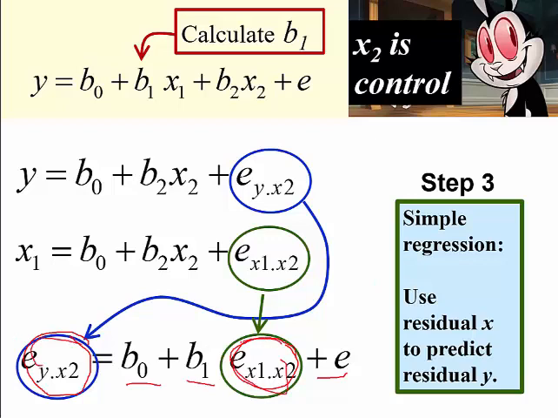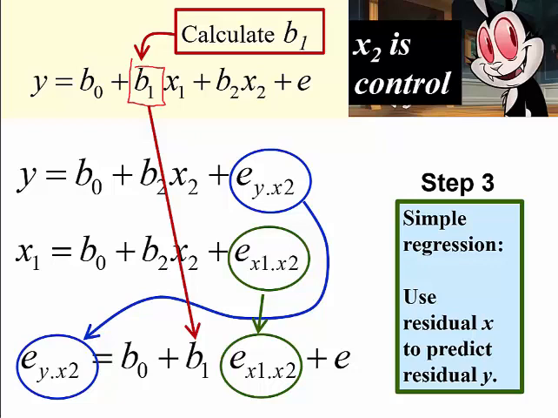The one predictor in this case is the residual for x1 with x2 extracted out, and my outcome variable is a residual for y with x2 extracted out. But this is just a simple regression equation with one predictor. And at this point, we have just now calculated beta 1 for our multiple regression equation.